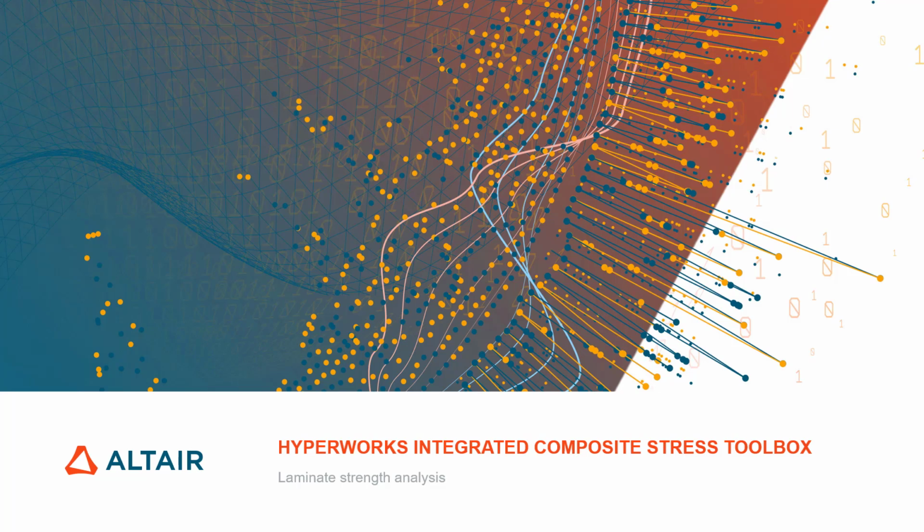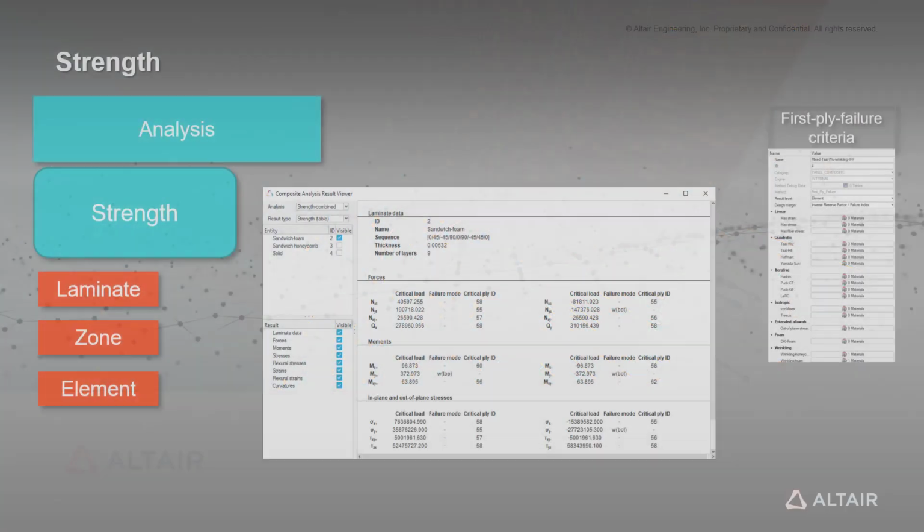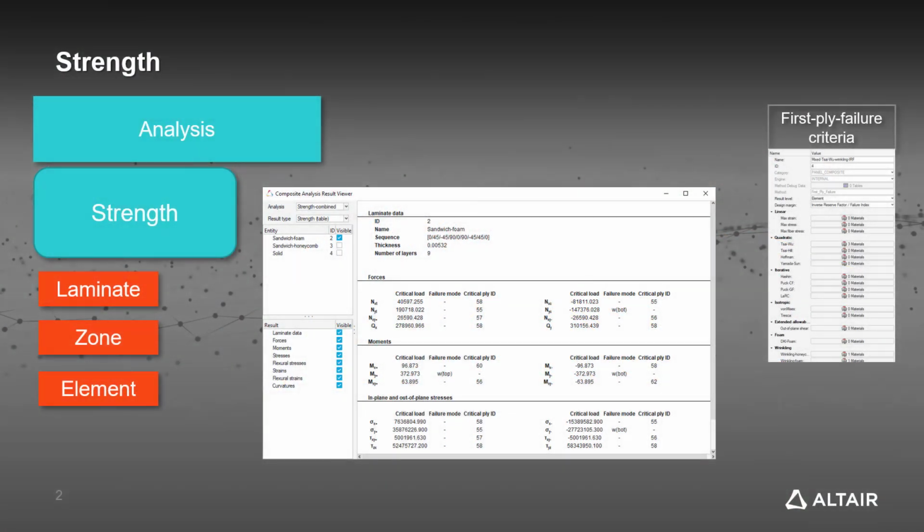In this video, we'll take a few minutes to look at the laminate strength analysis in HyperWorks Integrated Composite Stress Toolbox. When you're working with laminates and the corresponding zones and elements, you're often interested in getting ballpark figures about what load levels are allowed. And also, if such loads occurred, where would the laminate actually be failing?